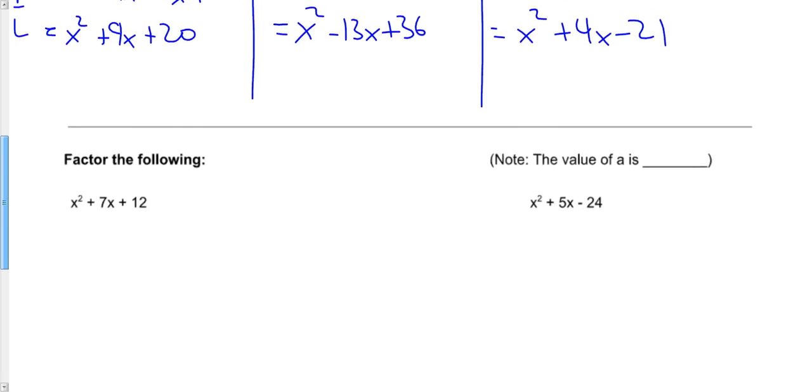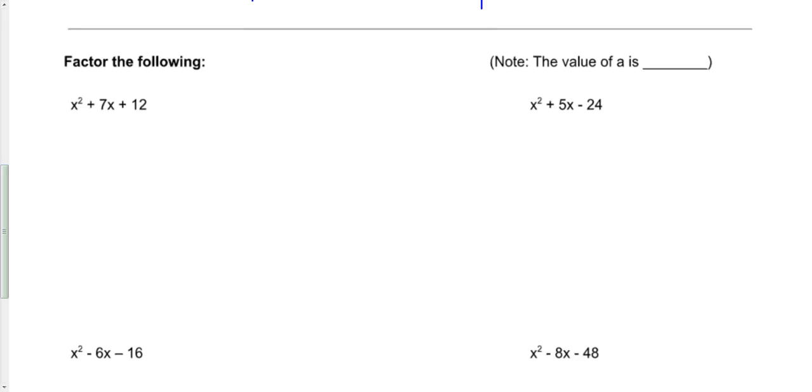Now what we're going to do is actually do some factoring. And again, you'll note that in each of these 4 examples, the a value, and again, we always factor from standard form, which is ax squared plus bx plus c. And again, the a value of each of these 4 equations happens to be positive 1.